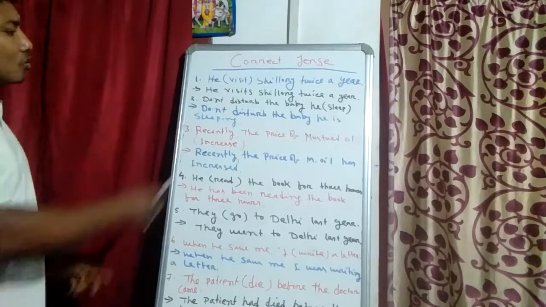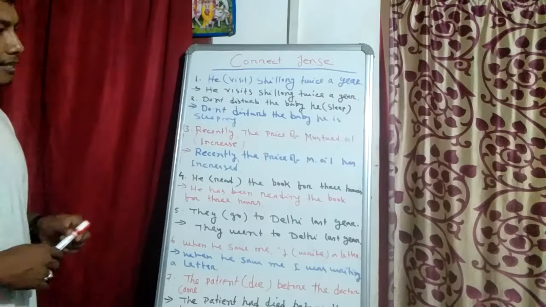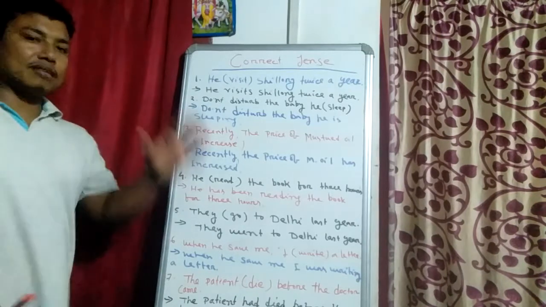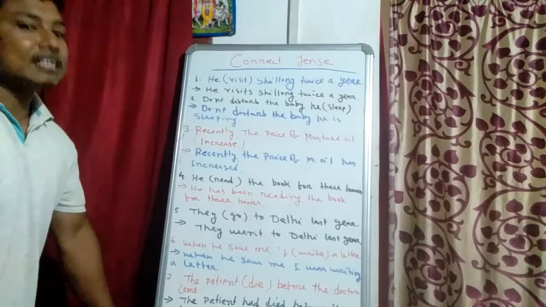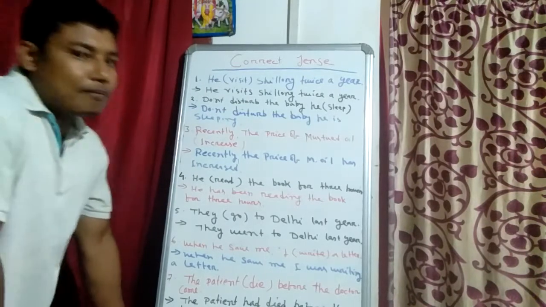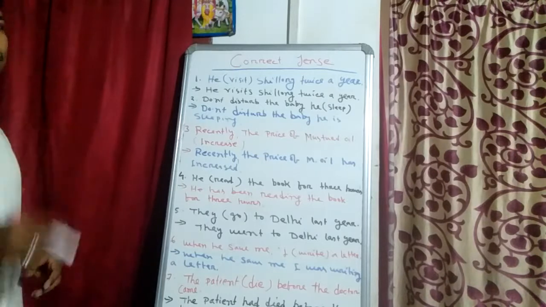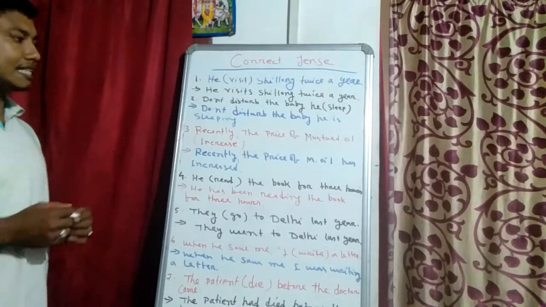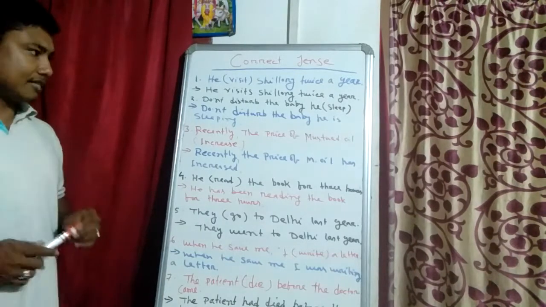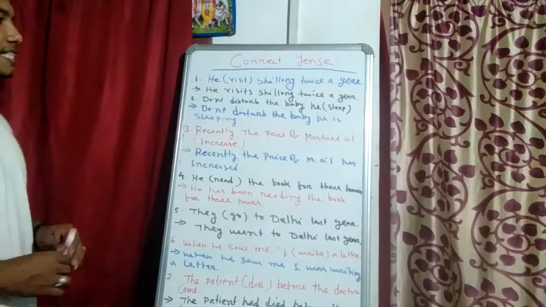Second example, don't disturb the baby, he sleep. Don't disturb the baby, he sleep means he is doing something. So what is the correct form? This is an example of present continuous tense, and regarding that, we have to correct it by following the formula of present continuous tense. What is the formula? Subject plus am, is or are plus verb plus ing. In this way we have to correct it. So what will be the answer? Don't disturb the baby, he is sleeping.